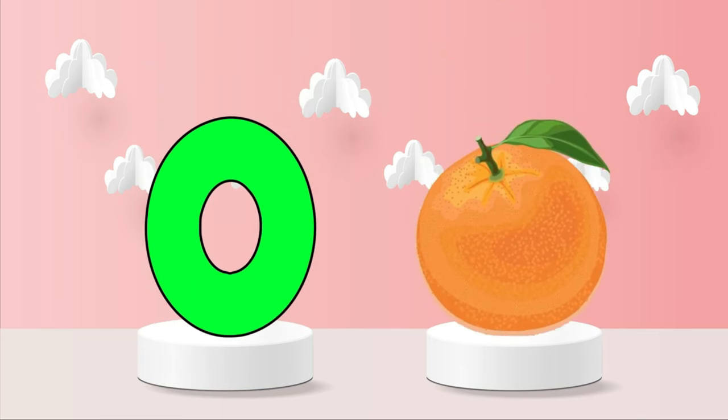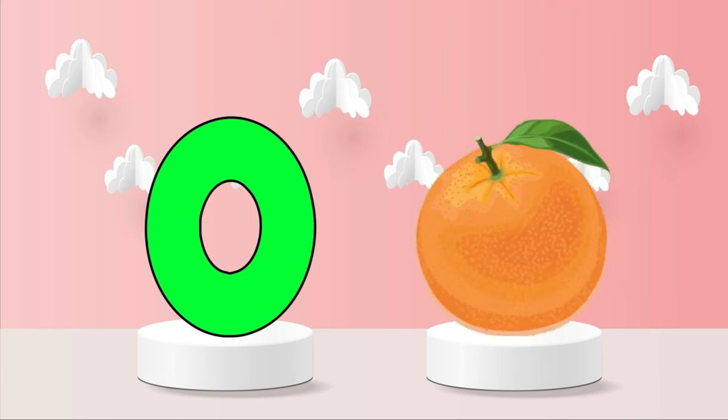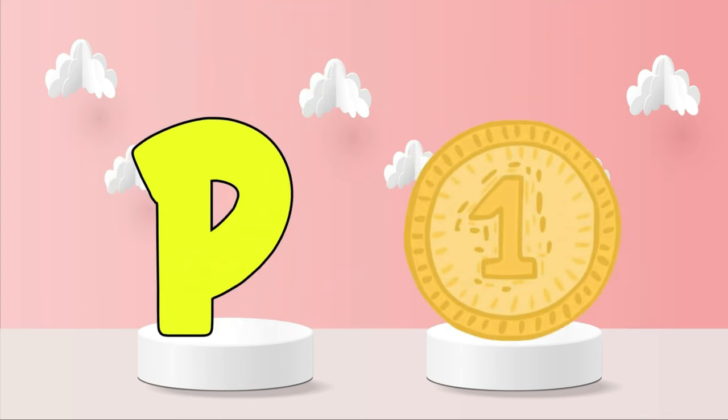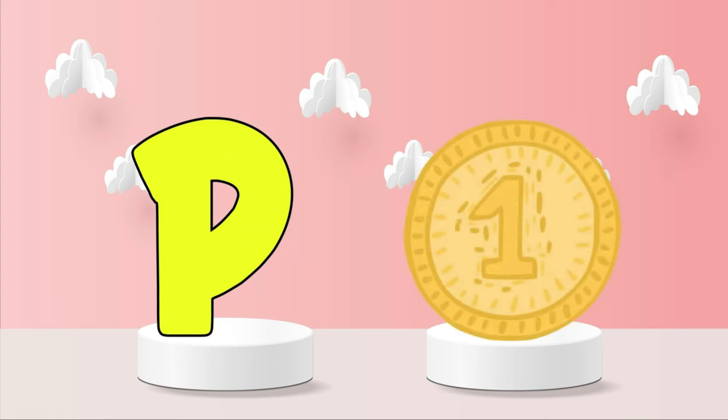O is for orange, o o orange. O is for oval, o o oval. O is for o o o o orange. O is for o o o o oval. P is for penny, p p penny. P is for pear, p p pear. P is for p p p p penny. P is for p p p p pear.